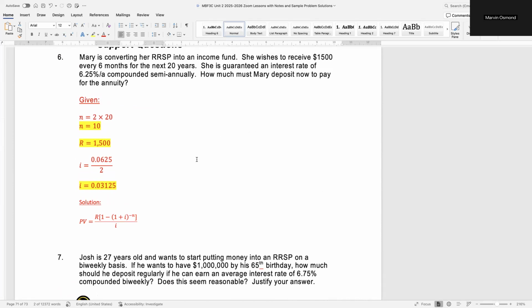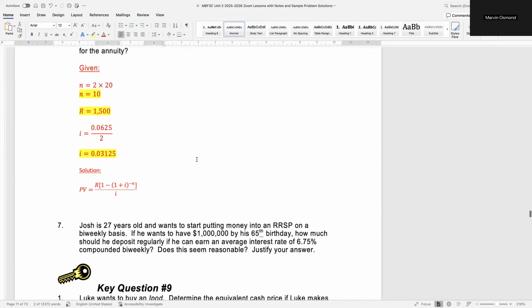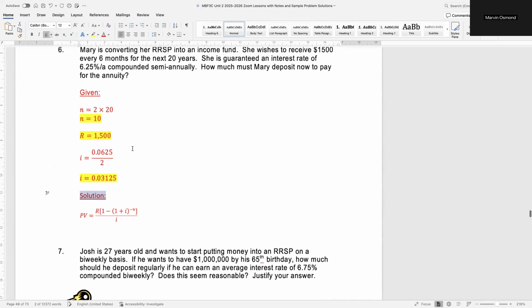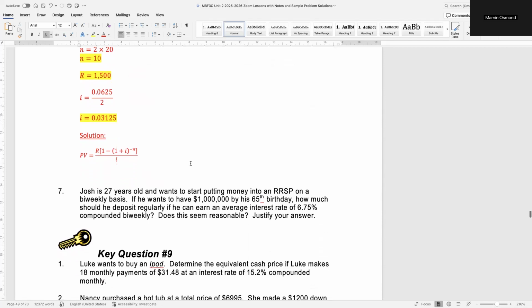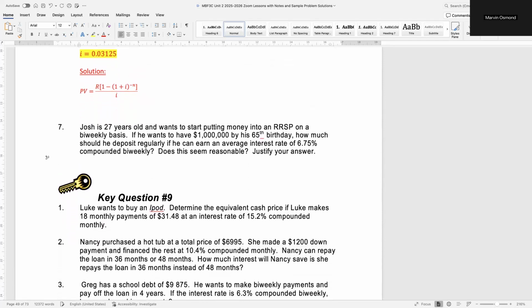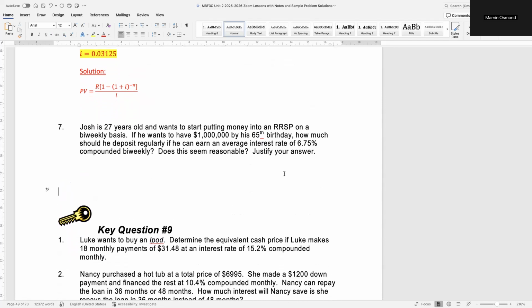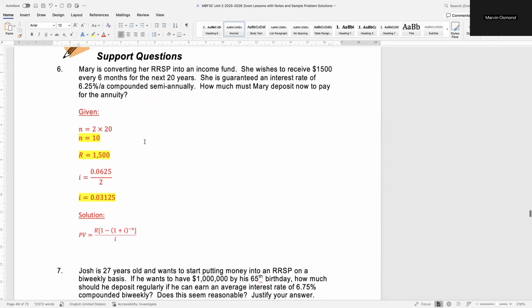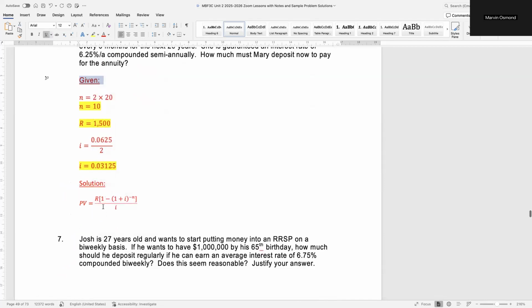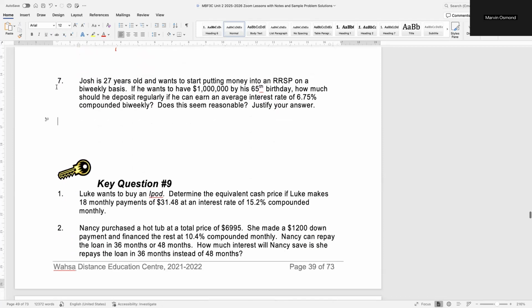But if you break it down like I did here into what's given, N, R, and I, you should have less of an issue solving the problem. So it's important to do it step by step. So let's start the next one. What are we given? Okay, so we'll put that here.